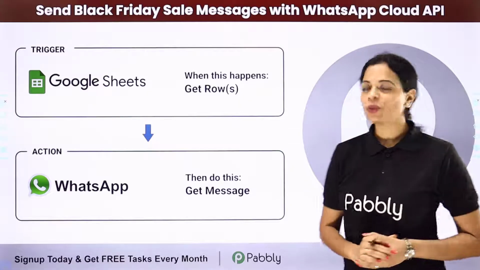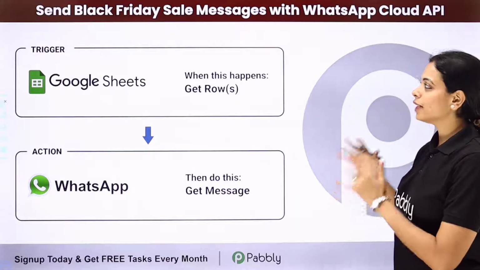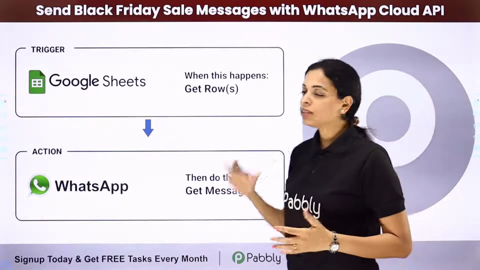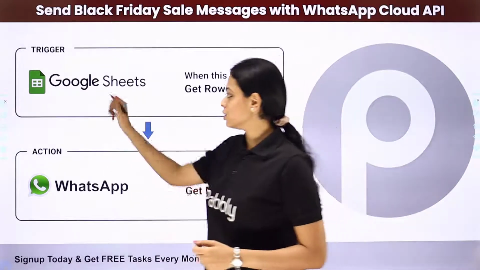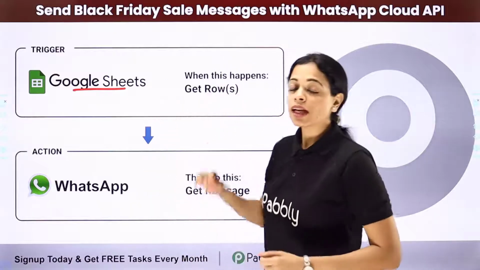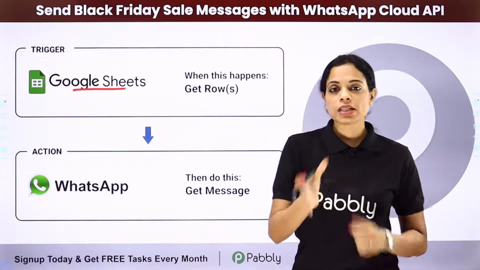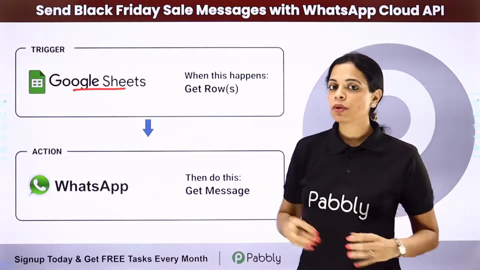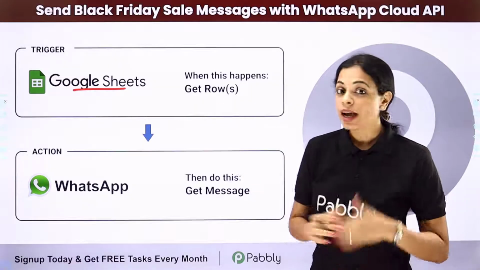In this video, we are going to see how to send Black Friday sale messages with WhatsApp Cloud API. So let's say that you have the data of your clients on Google Sheet or any other spreadsheet. Now you want that 2 days before the actual sale, you want to send a message to all these people talking about the different offers that you're offering. How can you do that?